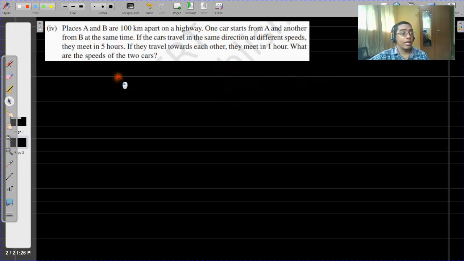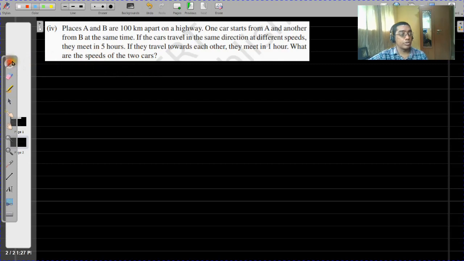I hope you have read the question. Places A and B are 100 kilometers apart on a highway. One car starts from A and another car starts from the place B at the same time. If the cars travel in the same direction at different speeds, they meet in 5 hours. If they travel towards each other, they meet in 1 hour. What are the speeds of the two cars?